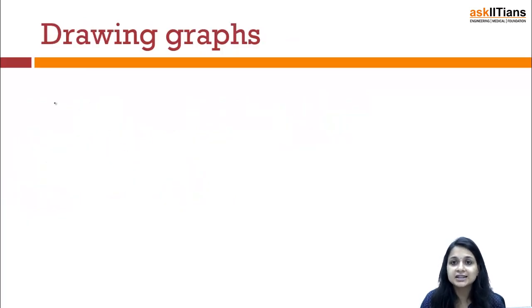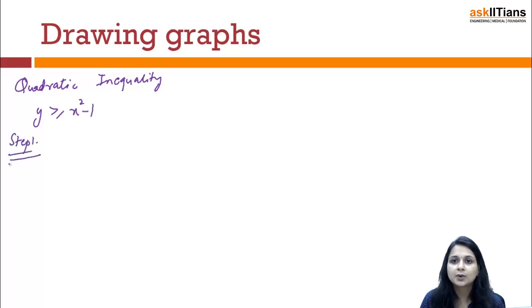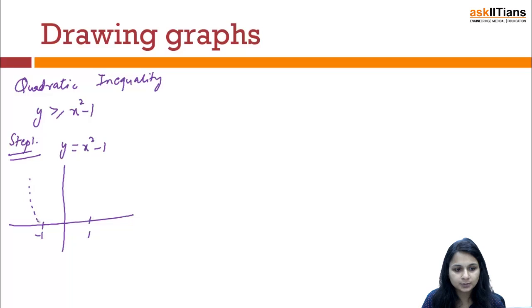Now, what happens if I take a quadratic inequality? If I take a quadratic inequality as in y greater than or equal to x square minus 1, what is the step number 1 that we will be doing, students? We will be drawing the graph of y equal to x square minus 1. So definitely it is a parabola with mouth upwards. It will have two solutions, minus 1 and 1. So it would be a graph like this. So that's the minimum value at this point.